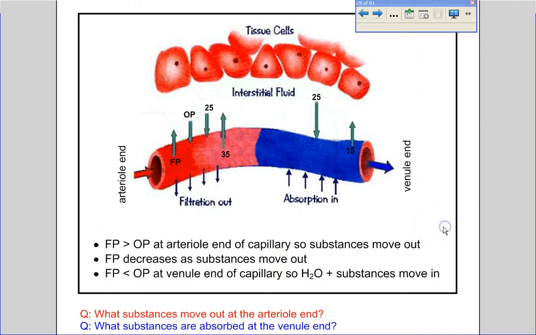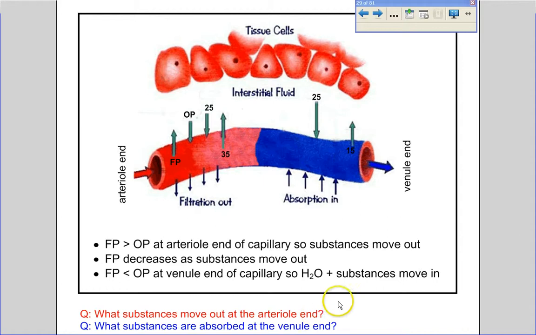At that end, that's where the water is going to be moving back into the capillaries, but with it is going to be picked up some wastes and some carbon dioxide. So they'll go into the venule end of the capillary so that those wastes can be carried to organs of excretion. This last point summarizes it. The fluid pressure is smaller than the osmotic pressure at the venule end, so water and other substances will move into that end of the capillary and be carried out through the veins.